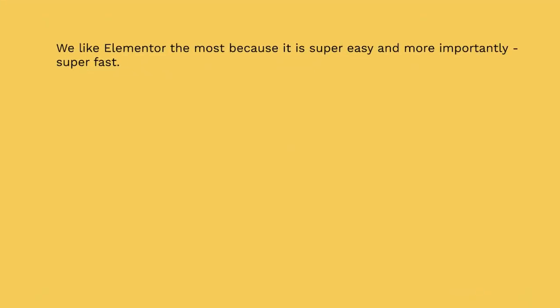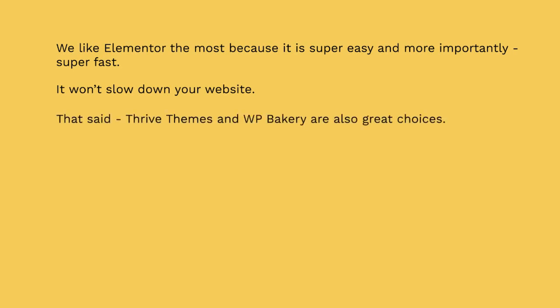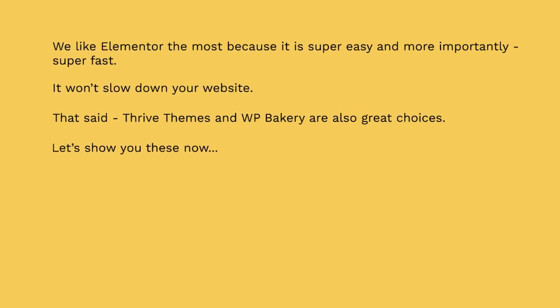So we like Elementor the most because it's super easy and more importantly, super fast. One thing to note is that as you begin to add more plugins to your WordPress site, it will actually slow things down. What we've found when we've tested things is that Elementor has a lot of features, but it doesn't have a lot of coding. So it runs really, really fast and it won't slow your website down. With that said, Thrive Themes and WP Bakery are really, really good choices. So let's go ahead and hop on over to those websites and show you these in action.